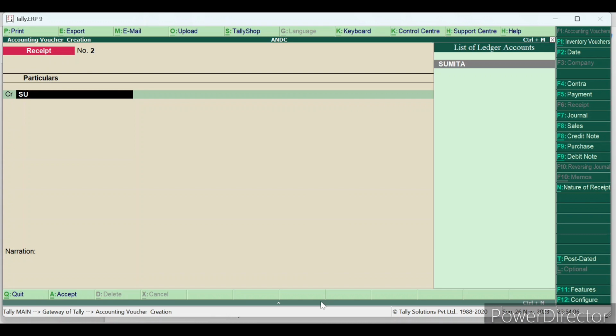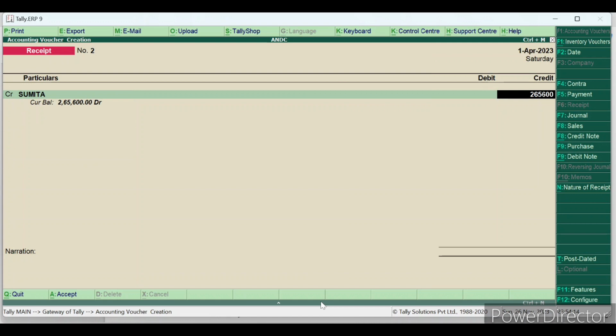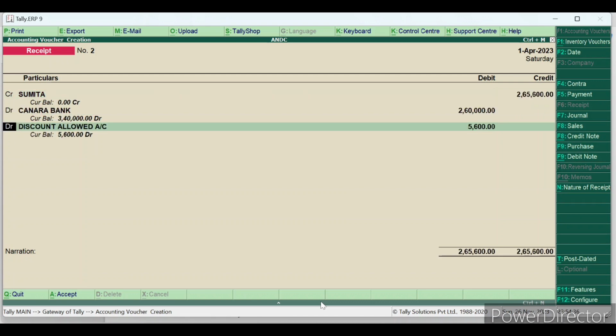2,65,600. Full settlement, mind you, it is a full settlement. But we are getting only 2,60,000. We are getting less than what is the amount, so we are allowing the discount to Sumita. It's an expense for her. Discount now will come under the indirect expense. We have to create this account by Alt plus C.